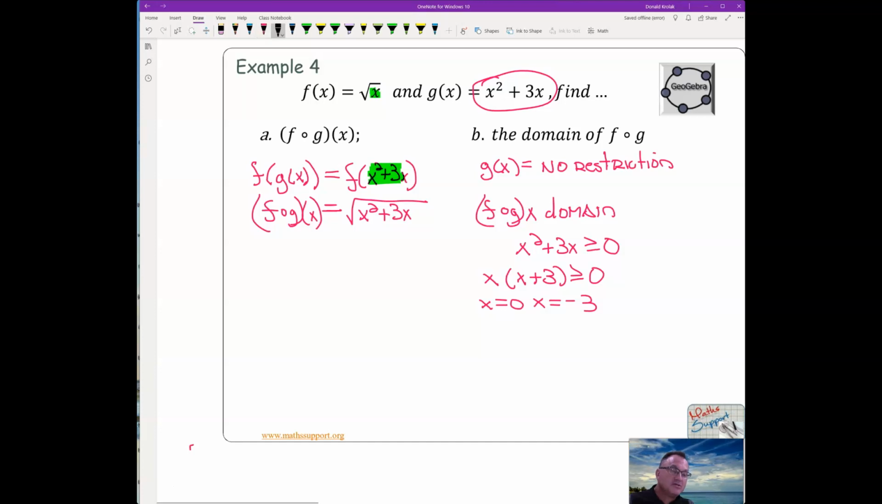So I'm going to do this using a sign chart instead of graphing. One 0 is x equals 0, and then the other 0 is x equals -3.